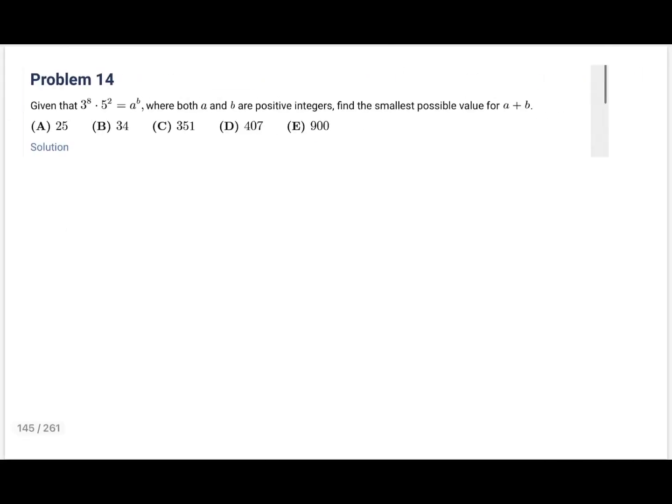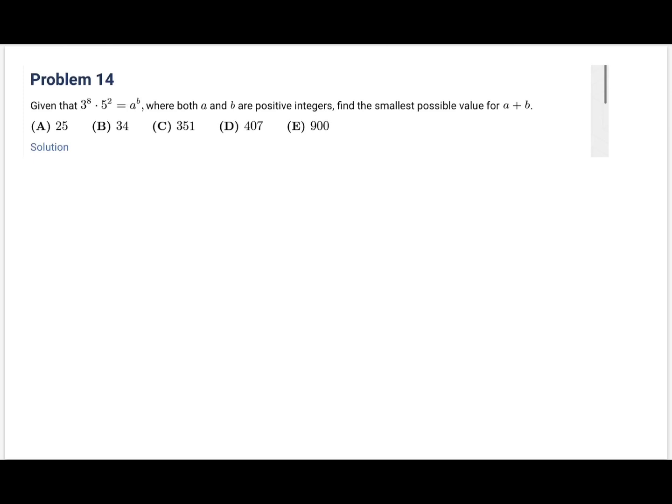It's D. Number 14, given that 3 to the 8th power plus 5 to the 2nd power is a to the bth power, where both a and b are positive integers, find the smallest possible value of a plus b. So for a plus b to be the smallest possible value, then a has to be the smallest possible value.